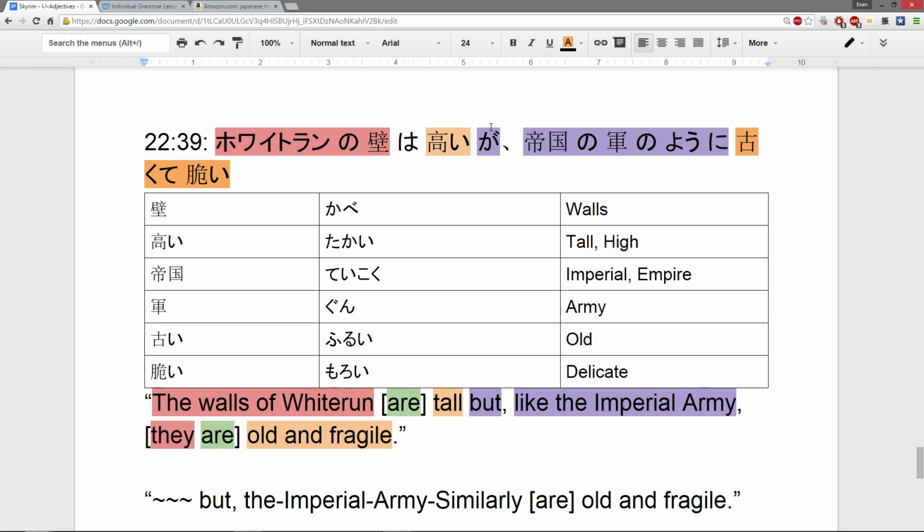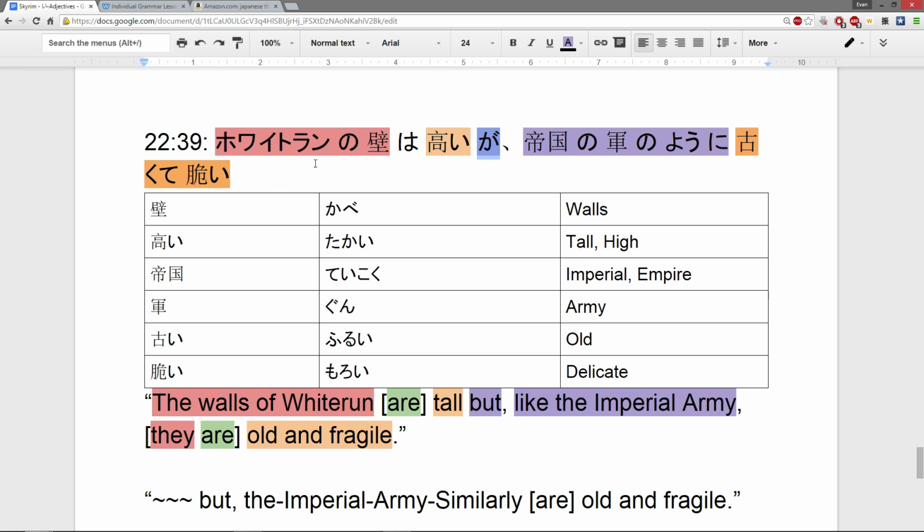Okay. Evan, isn't the ga particle used before subjects? Why, yes it is. So does that mean that takai is a noun and is the subject of the sentence? No, it doesn't mean that, because ga also means but. Takai ga. It's tall, but... Oh, sorry, I just got ahead of myself.